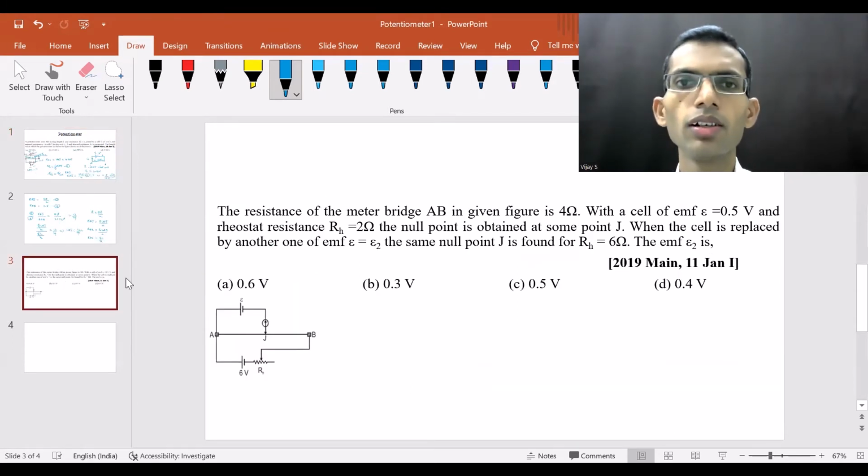The resistance of the meter bridge AB in the given figure is 4 ohm. So he gave the resistance of the wire AB. How much? 4 ohm.